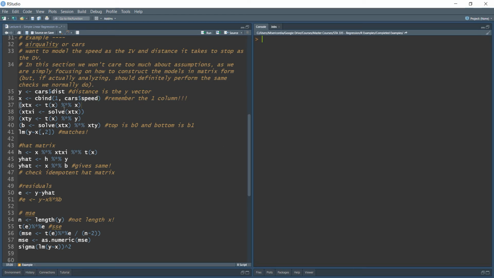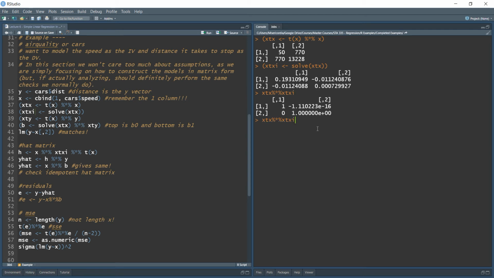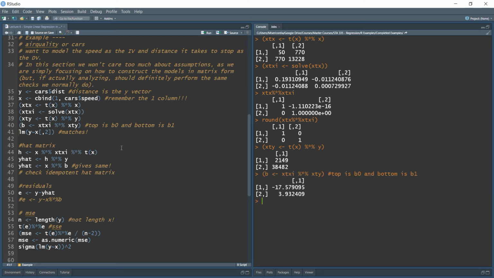So for our calculations, we had a few things. We had x transpose x, then we had x transpose x inverse, XtXi is how I'm denoting that. And again, x transpose x times x transpose x inverse should give me, to within rounding error, the identity matrix, and it does. I have x transpose y, and then to find my b value, I have x transpose x inverse, XtXi, times x transpose y, which I already have written. So this is my predicted beta.